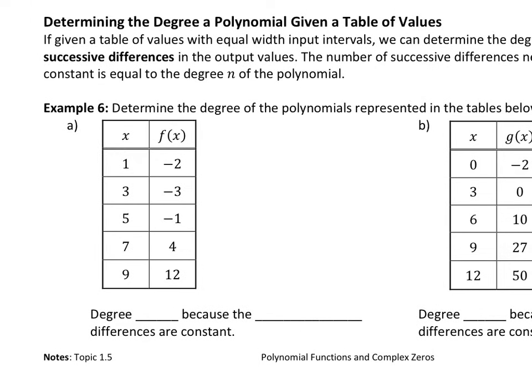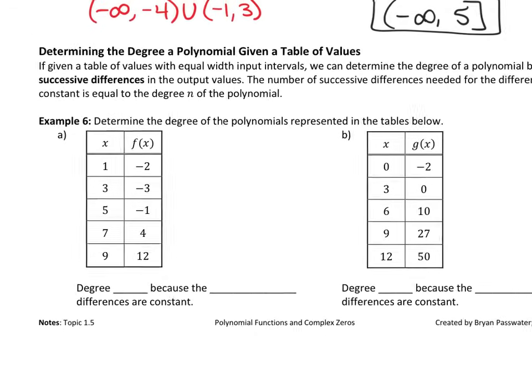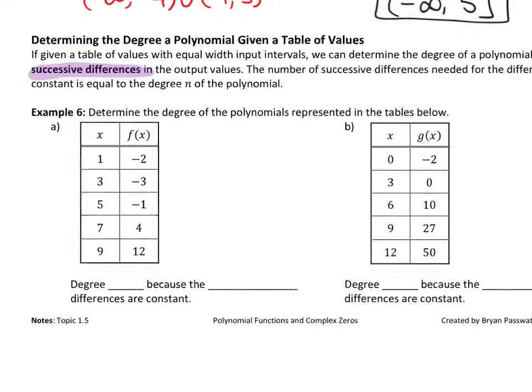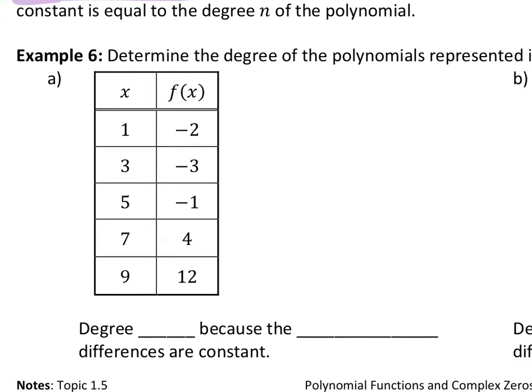The important thing is, I guess I should read that. We can determine the degree of a polynomial by talking about the successive differences in the output values. The number of successive differences needed for the differences to be constant is equal to the degree n of the polynomial. So we're going to keep doing the change in the y's and the changes in the changes and the changes in the changes of the changes until we get a consistent number. Meaning, we do the following. How much does it take to go from negative 2 to negative 3?